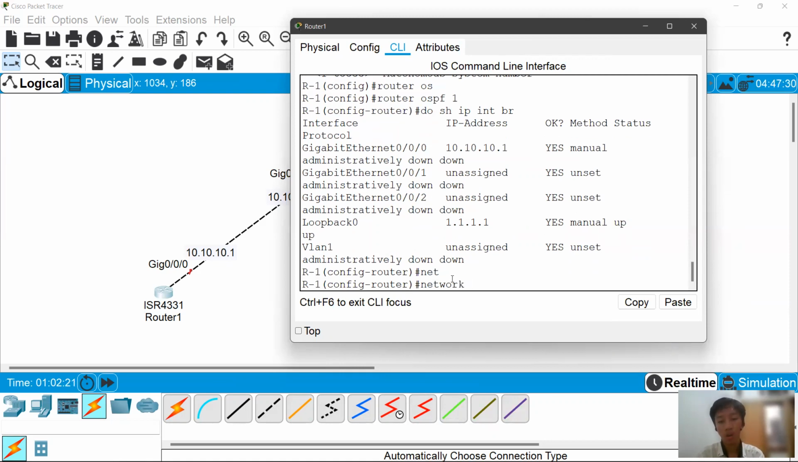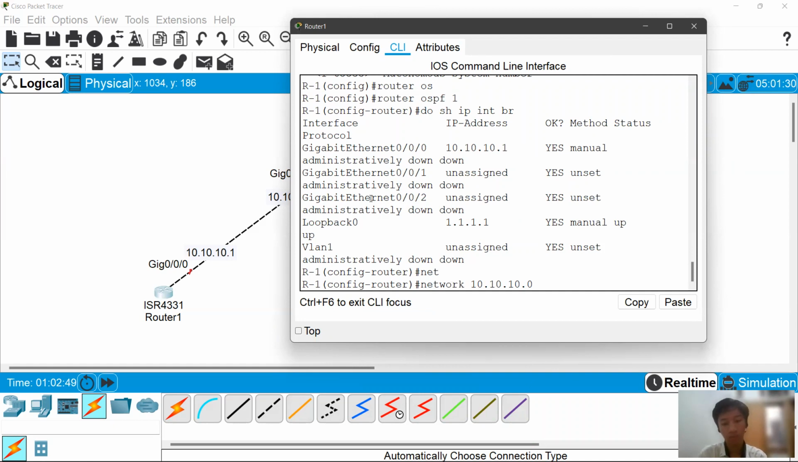Put the network, and in OSPF we use the same as if we configure EIGRP. After we put the network, we put the subnet mask, but in OSPF after we put the network, we put the wildcard. What is wildcard?